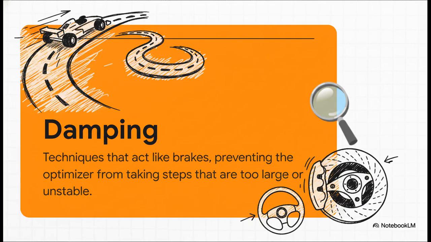In the world of optimization, that control system is called damping. Damping is just a collection of techniques that act like brakes and a really responsive steering system for our race car. It keeps the optimizer from taking steps that are way too aggressive or just plain wild, making sure our car doesn't go flying off the road when it hits a sharp turn in the loss landscape.